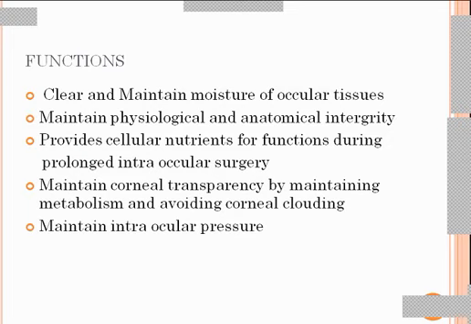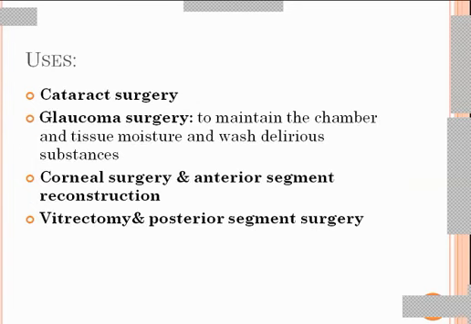After removal of the cataract, the intraocular pressure will be lowered suddenly. Then the globe may collapse. To avoid that, we put irrigating liquids inside the globe. The main uses of irrigating liquids are during cataract surgery. As I told already, in cataract surgery, the main role, maintaining the corneal integrity and the tone of the globe, is done by the irrigating liquids.